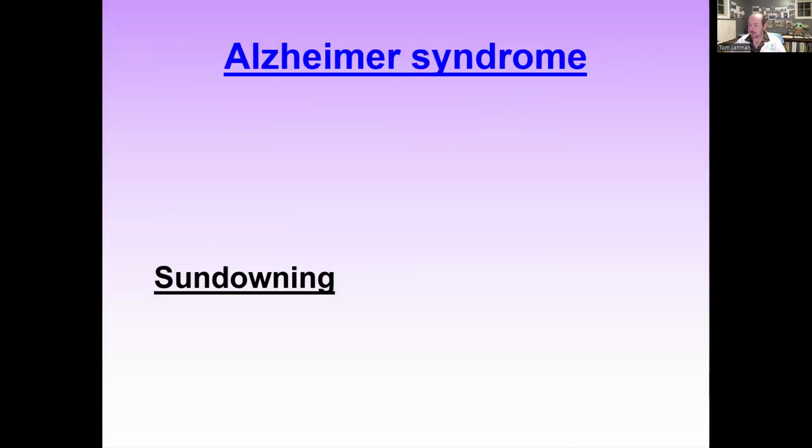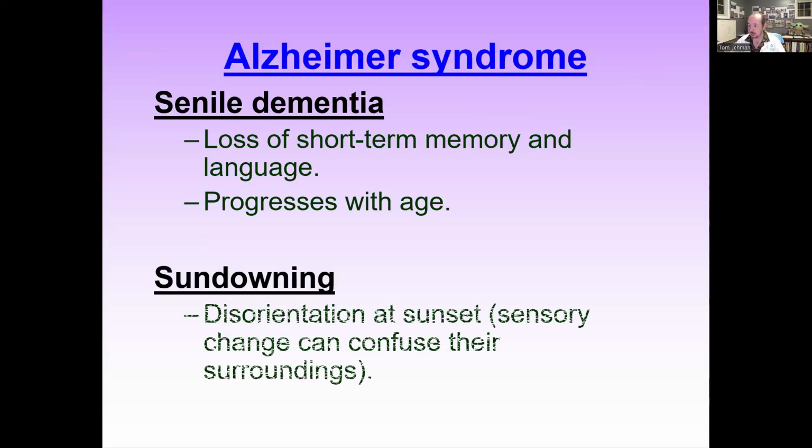Let me jump ahead really quickly and talk about Alzheimer's syndrome. Alzheimer's, remember, is a senile dementia. And so this is where we have damage within some of the processing centers of the brain. And so we lose short-term memory abilities and a lot of time language. And so very commonly we'll have a disorientation of our subject.